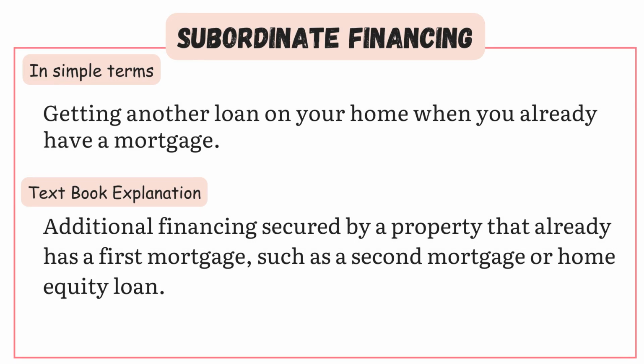Subordinate financing. In simple terms, it is getting another loan on your home when you already have a mortgage. As per textbook definition, subordinate financing is additional financing secured by a property that already has a first mortgage, such as a second mortgage or home equity loan.